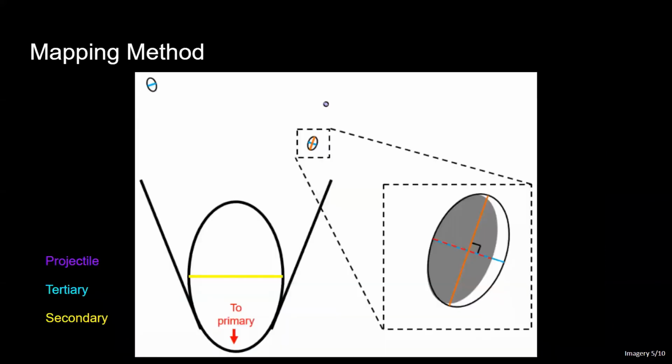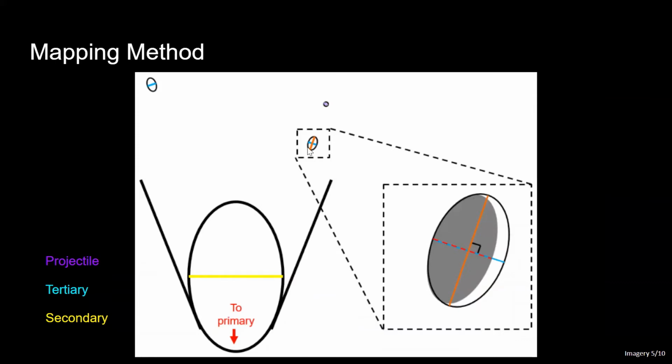Okay, so let's talk about the mapping method. So this is a little diagram that I did. So first, here's an example of a secondary crater. You can see the V-shaped ejecta. And I put a line over the minor axis that's approximately perpendicular to the direction to the primary. In yellow, that's the secondary.